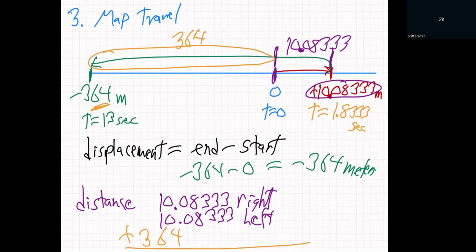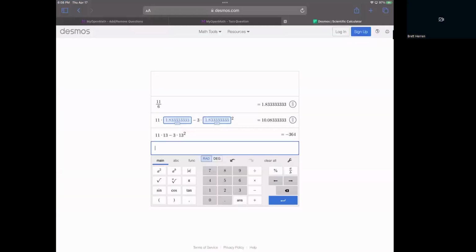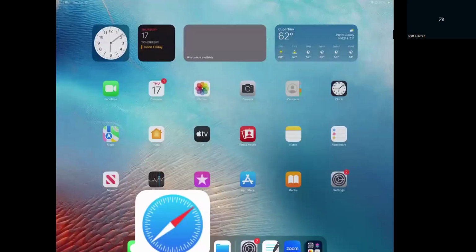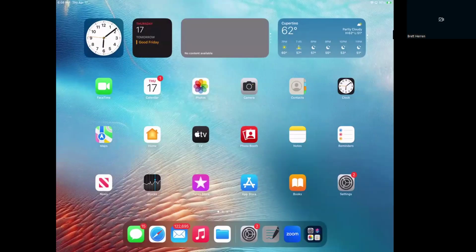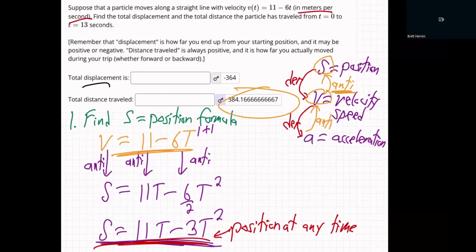364, 10.08, 10.08. Okay, so I'm going to take that 10.0833333 number and multiply by 2 because there's 2 of them, plus 364. Total distance, 384.16666. Yep, there it is. We got the right answer. That's the total distance traveled by the particle.